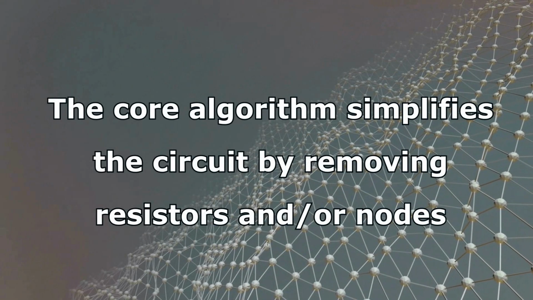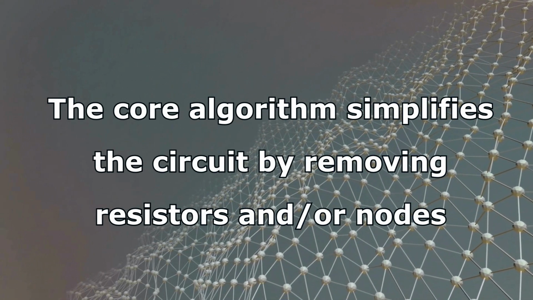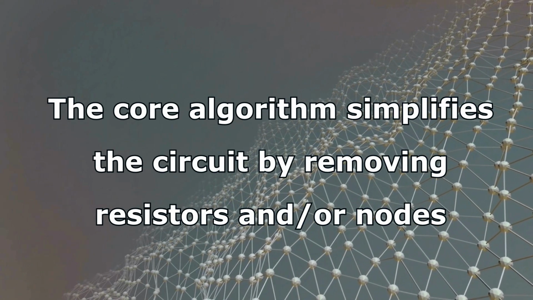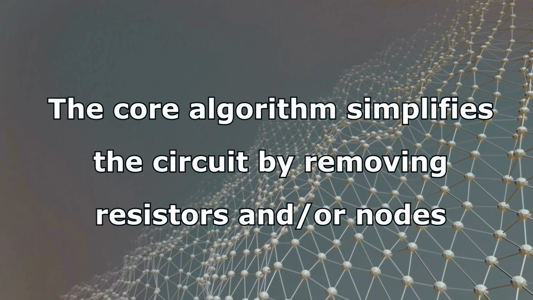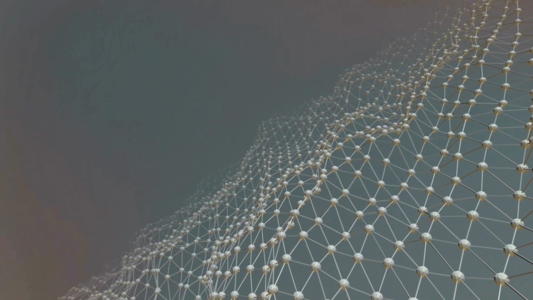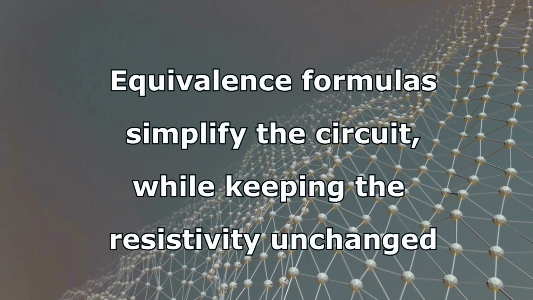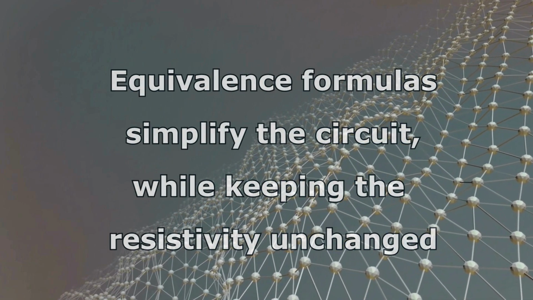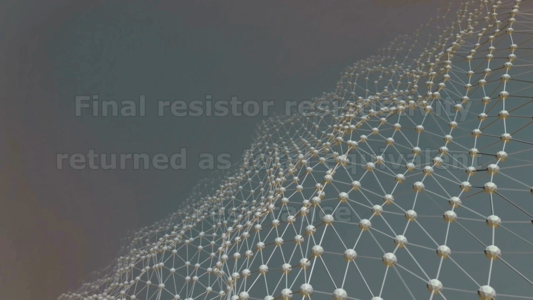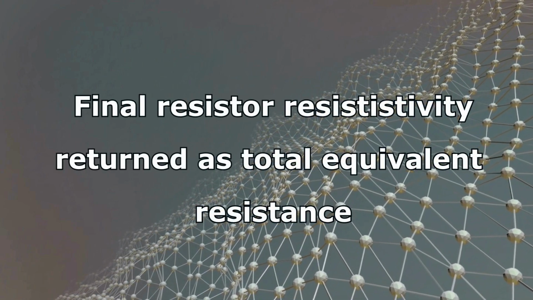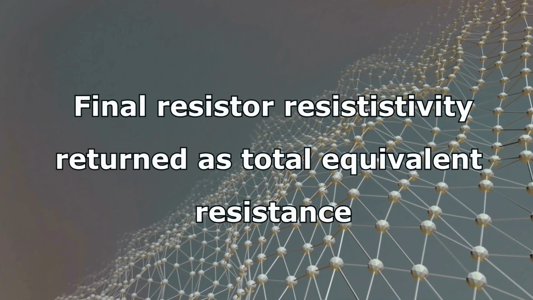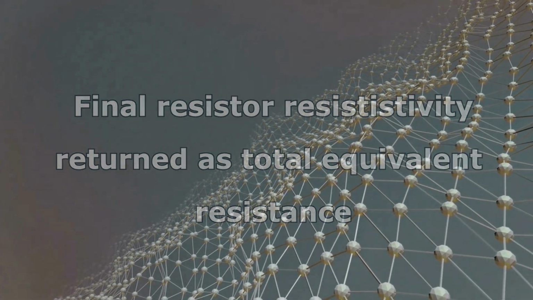The core algorithm of MeshViz iteratively simplifies the circuit by either removing a resistor or a node until only one resistor and two nodes remain. It does this by using known equivalence formulas, which serve to simplify the circuit whilst keeping the overall resistivity the same. The resistivity of this final resistor will be returned to the user as the equivalent resistance between the terminal nodes.